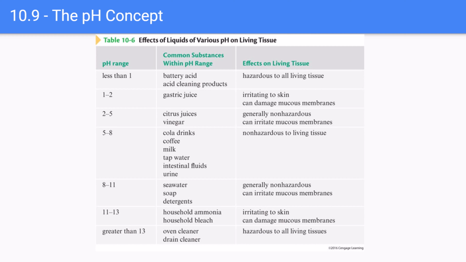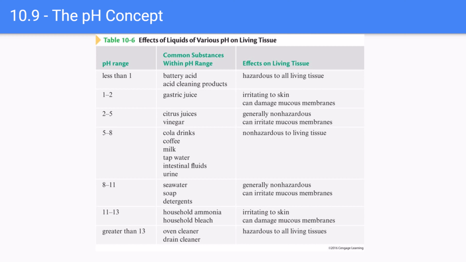Here are some common liquids and various pHs that are on some living tissue here. So battery acid, acid cleaning products have a pH of less than 1. They're very acidic, can be very damaging to living tissue. Gastric juice has a pH of 1 or 2, can be very irritating. Citrus juices and vinegar have a pH range of 2 to 5. They can be irritating to mucous membranes. Don't be snorting citric juice. 5 to 8 is usually pretty non-hazardous. Cola drinks, coffee, tap water, intestinal fluids, urine, etc.